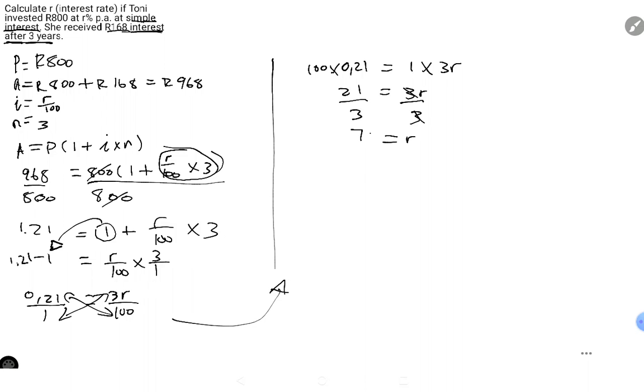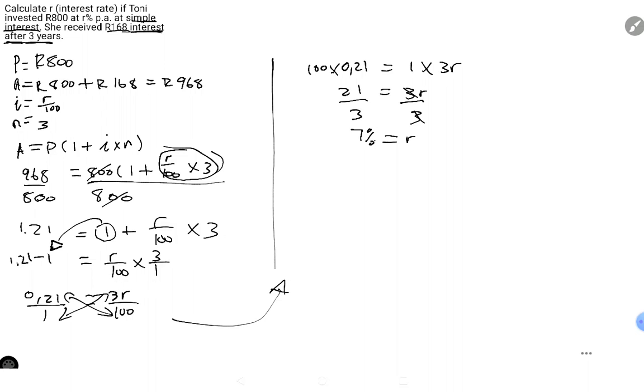So what is our interest rate? So our interest rate is 7%. That's basically what we were calculating. And so I'm going to go through this again slowly, just explaining the steps that are involved here. And yeah, once you get this, then you're going to be fine.